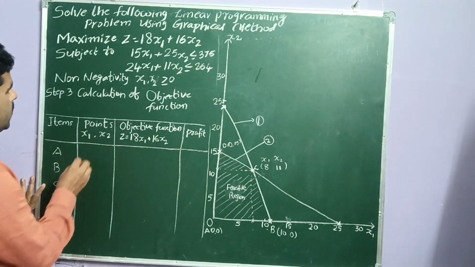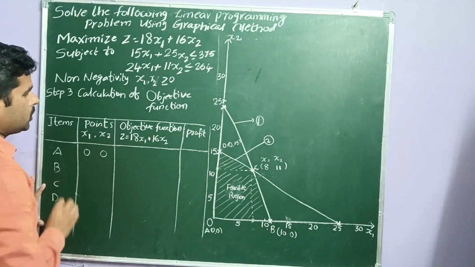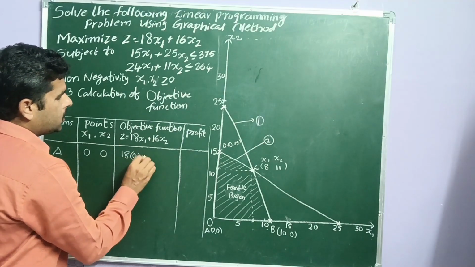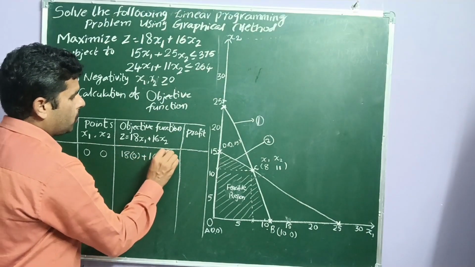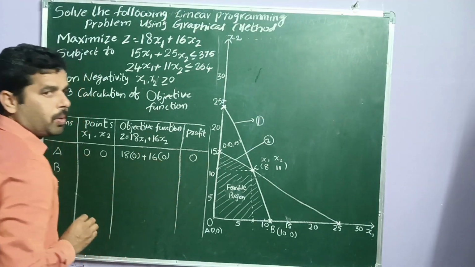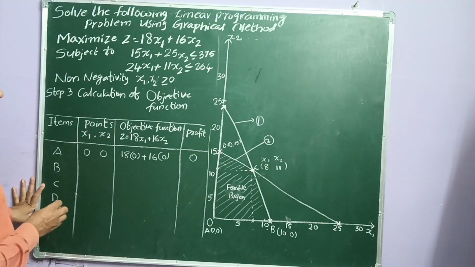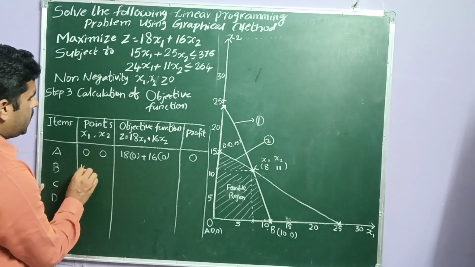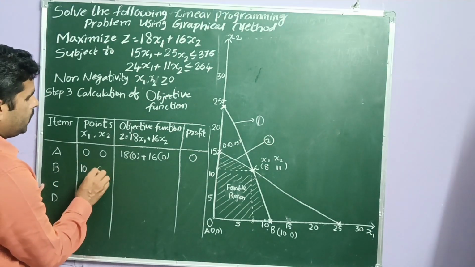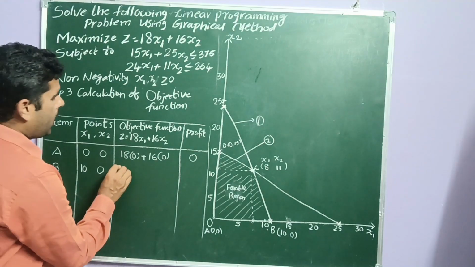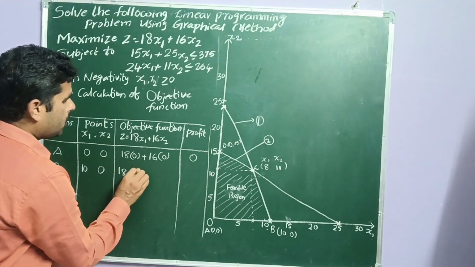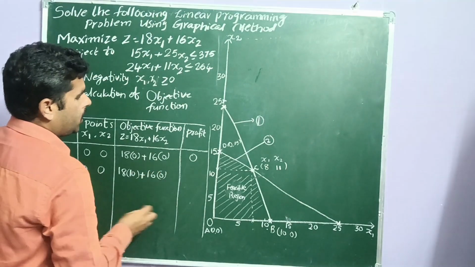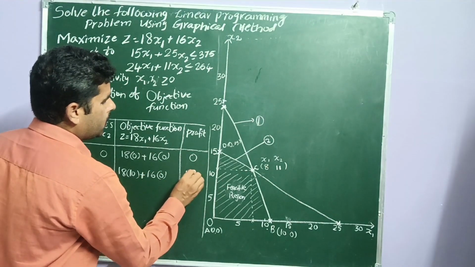For A, x1 is 0 and x2 is also 0. So 18 into 0 plus 16 into 0 is 0. The profit is 0. Next, the B corner: x1 is 10, x2 is 0. So 18 into 10 plus 16 into 0. 18 tens are 180.